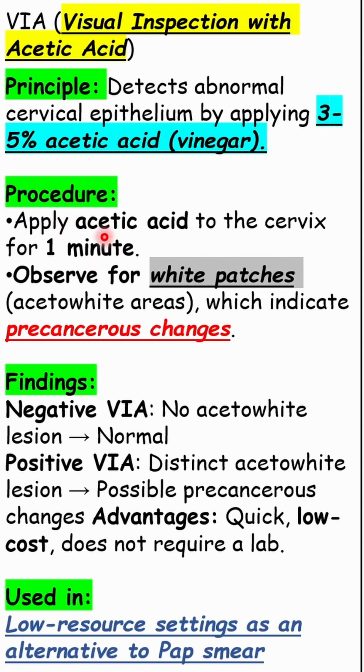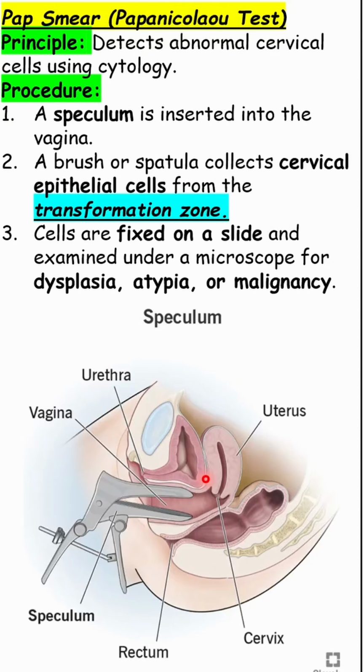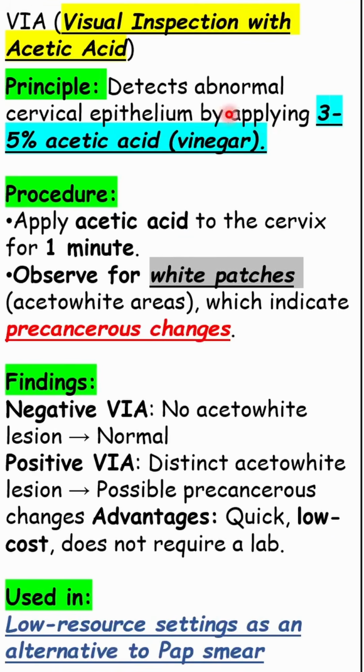So after adding the acetic acid, if you see white patches, it shows whether certain cells are cancerous or not. What are the findings? Negative VIA if there are no aceto-white lesions, that is normal. And what if it is positive? Then there will be distinct aceto-white lesions. Possibly it is precancerous. What is the advantage of VIA? It is quick, it is low cost and does not require a lab. The pap smear was the gold standard, but it costs a little more compared to VIA. It is used in low resource settings, or as an alternative to pap smear in village settings and all.